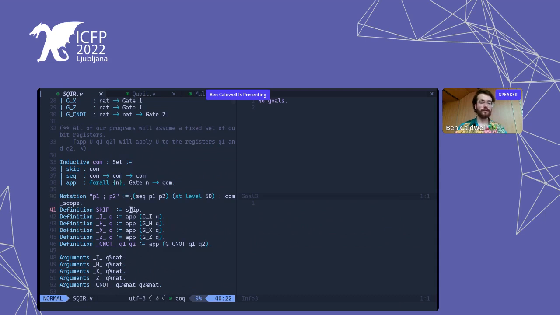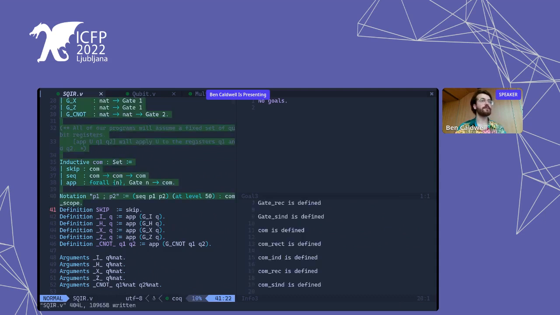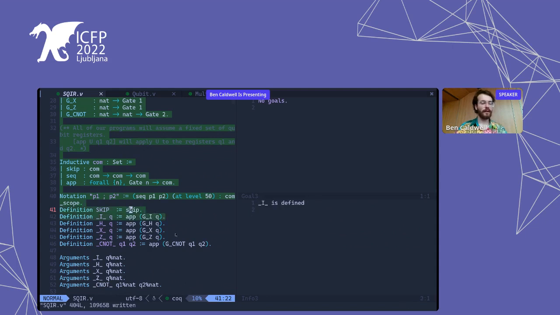Right, and so we give some notation for sequencing. We'll have a semicolon to sequence two actions. We can have skips. We can define this would be the gate applied to Q as a command, and it just simplifies down to using the apply command with the I gate on the wire Q.